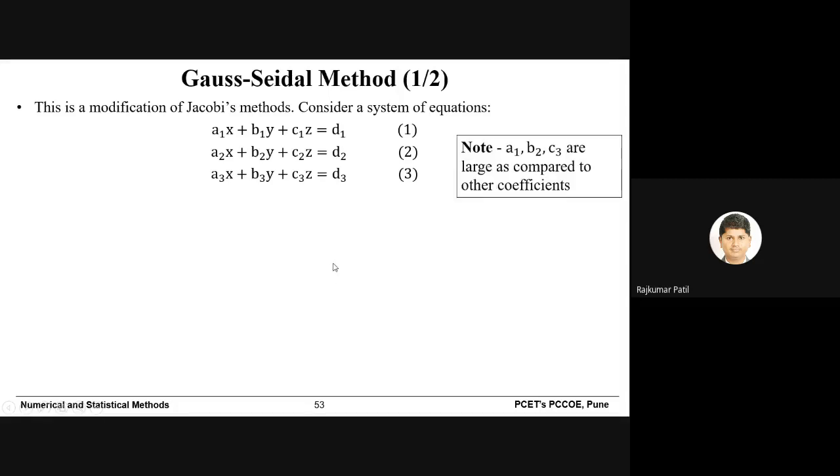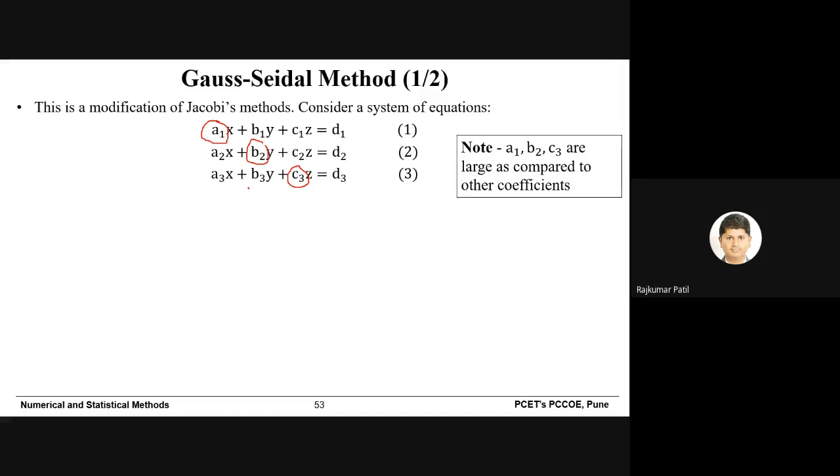Now, one important thing: when you assign equation numbers, make sure that a1, b2 and c3 are large as compared to the other coefficients. So in equation number 1, a1 should be greater than b1 and c1. In equation number 2, b2 must be greater than a2 and c2. And in equation number 3, c3 should be greater than a3 and b3. And if this is not true, then what do you need to do?